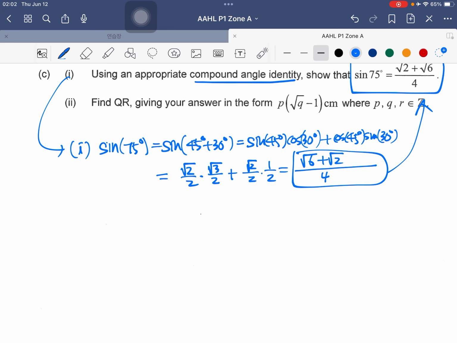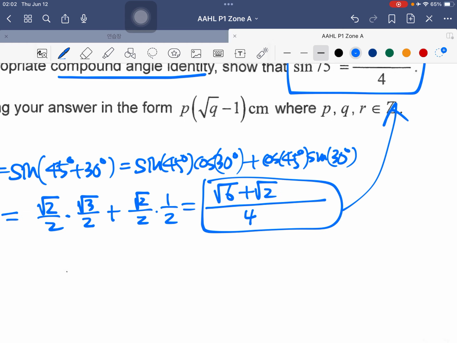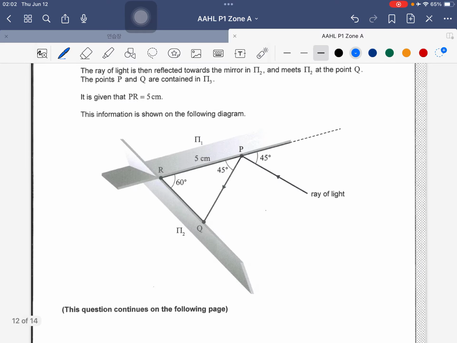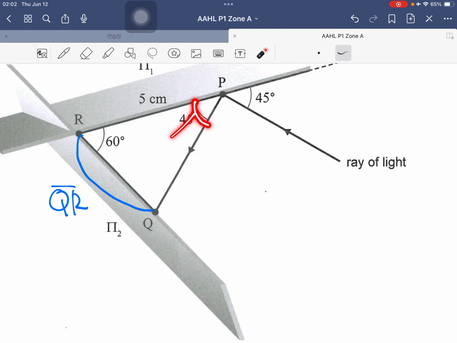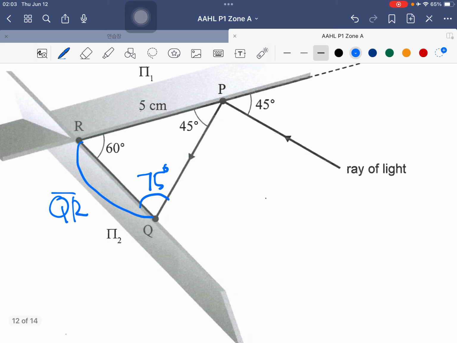Now find QR, giving your answer in this format, where p, q, r are integers. We need to find the length of QR. To find this length, we can use the sine rule. This angle is 60 degrees and this is 45 degrees, which sum to 105 degrees, which means this angle over here is 75 degrees. That's why they ask us for the sine 75 degree value.